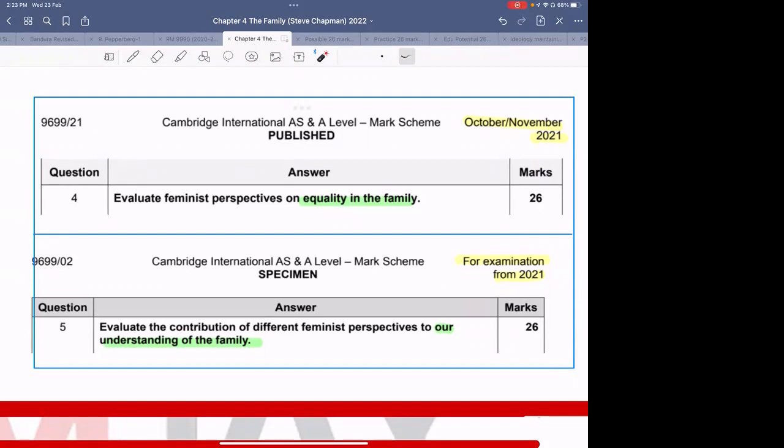Now, like I said, I would expect you to evaluate different feminist perspectives and their contribution to our understanding of the family.